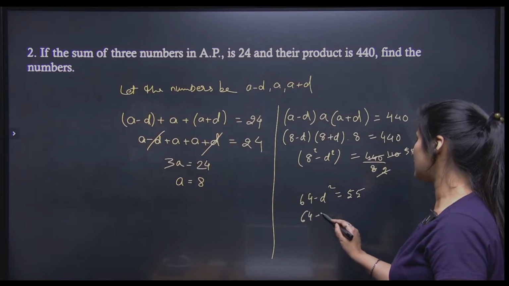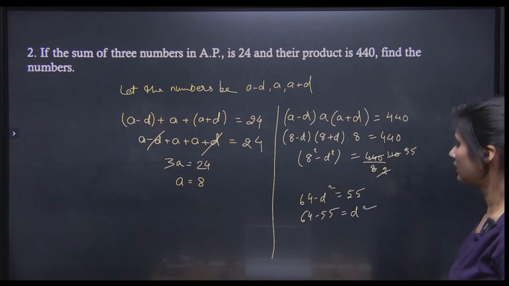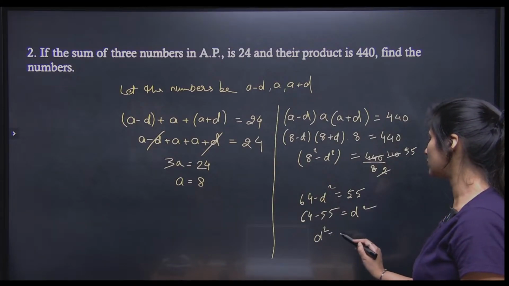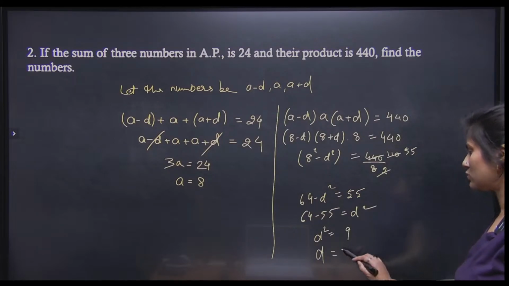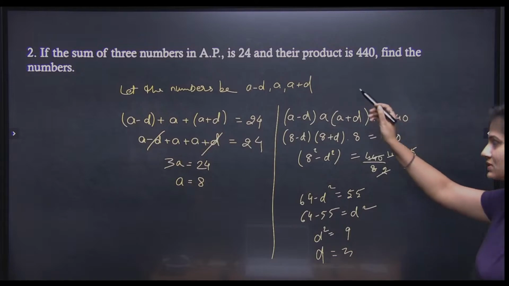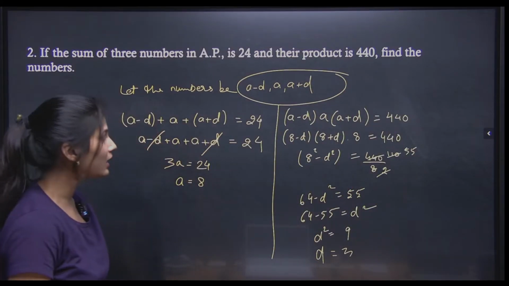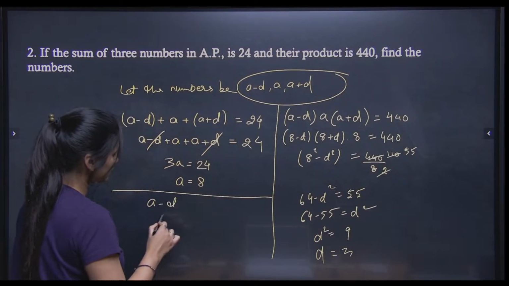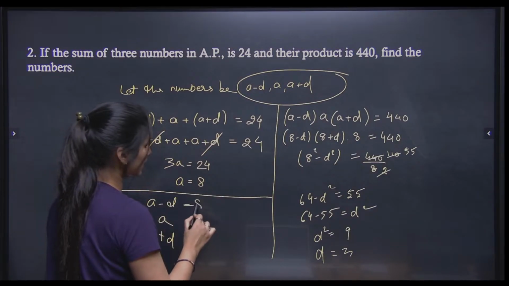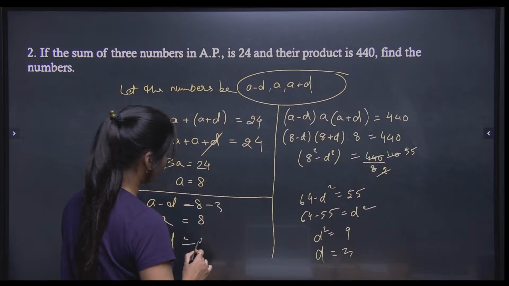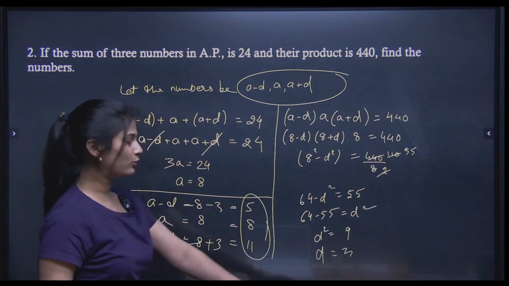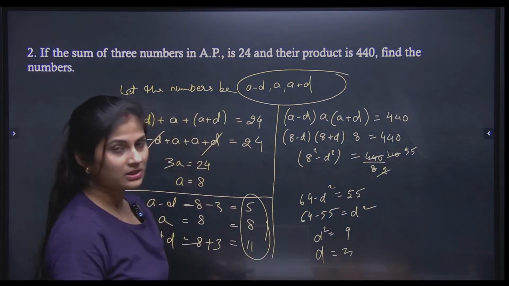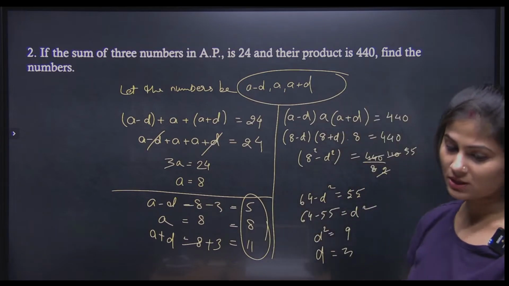So 64 minus 55 is equal to d square. Okay, so d square is equal to 9. d is equal to 3 or minus 3. So I am taking 3 here. So what are the three numbers that we have assumed? We have assumed a minus d, a and a plus d. So it is 8 minus 3 and then 8 and then 8 plus 3. 5, 8, 11. Now if I take the value of d as minus 3, then it will give a different set of numbers. Okay. So this is question number 2.